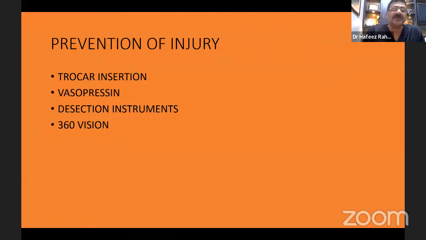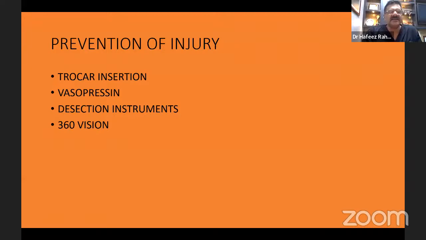Another thing is that use of vasopressin can actually prevent a lot of bowel injuries, especially when the bowels are adherent to the uterus or the ovaries. When you inject vasopressin into the uterus and ovary, two things happen. One is that the vasopressin goes into the adhesions. Wherever there is a defect in the serosa of the uterus due to adhesions, the vasopressin goes into that and loosens all those bowel adhesions.